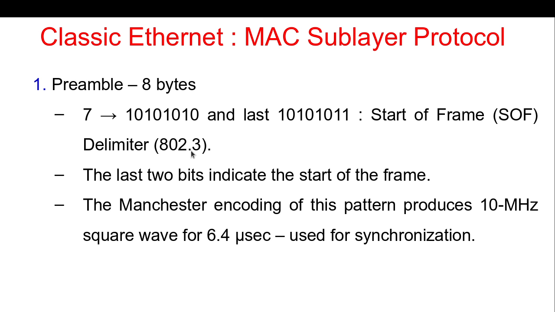Here the Manchester encoding of this particular pattern produces a 10 megahertz square wave for 6.4 microseconds, so that the sender and receiver can synchronize themselves. And once the bit pattern 11 starts, the receiver knows that there will be a start of the actual frame.